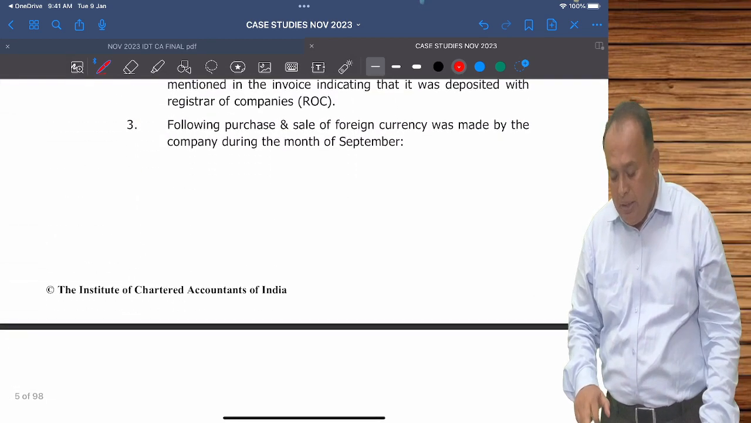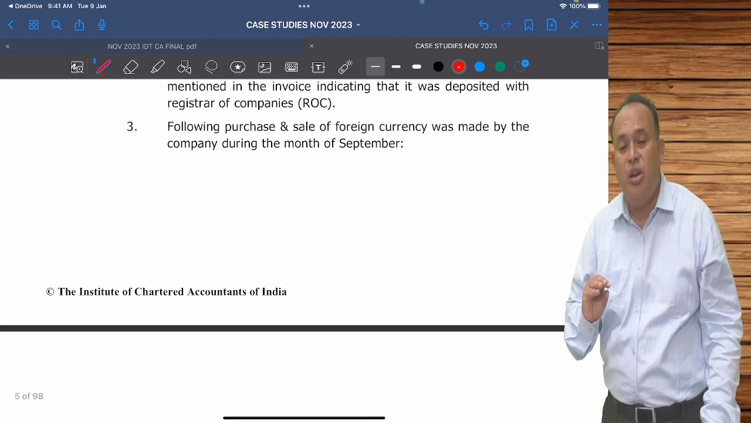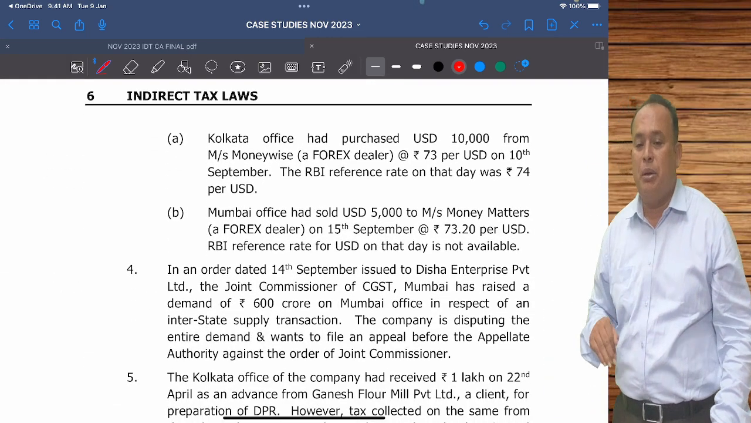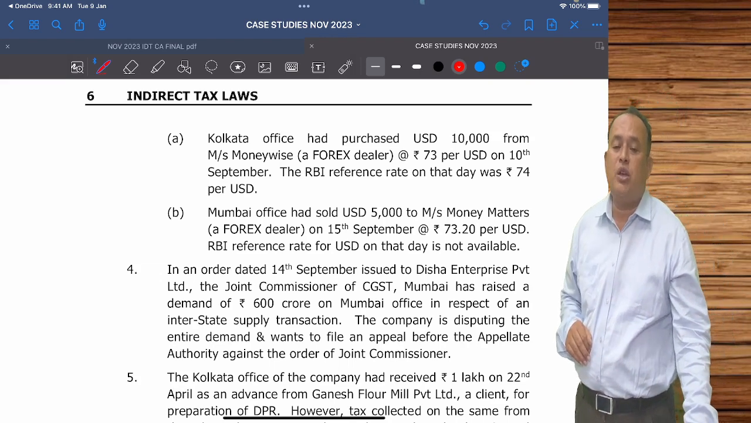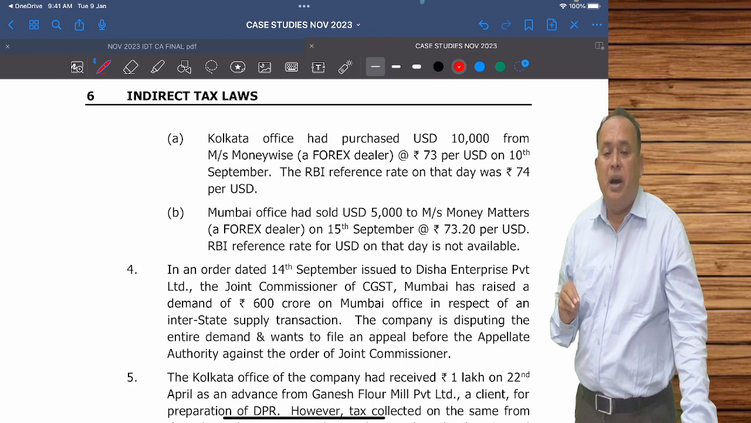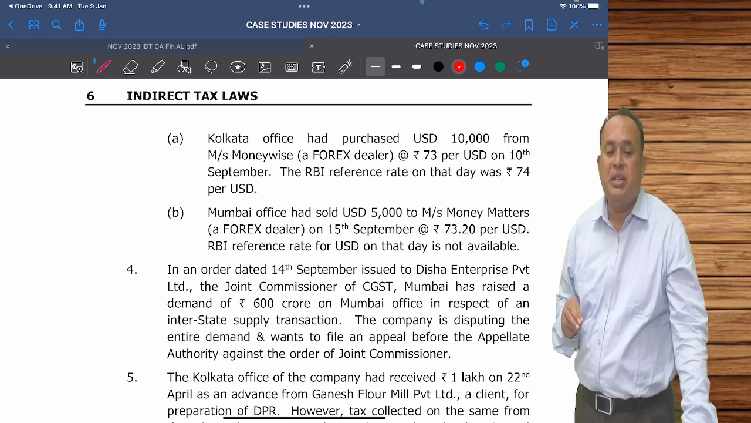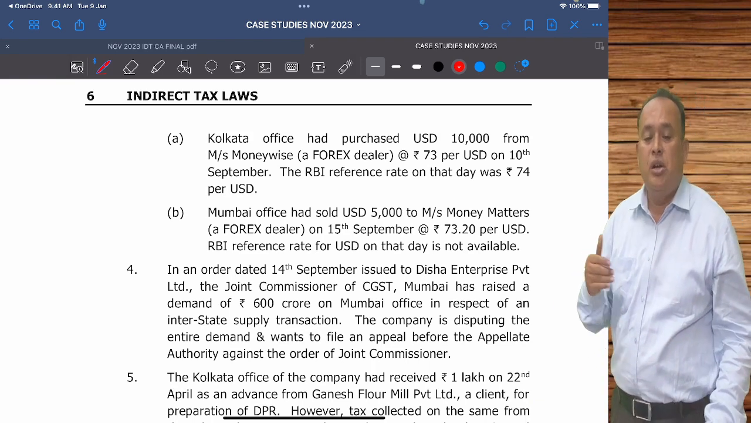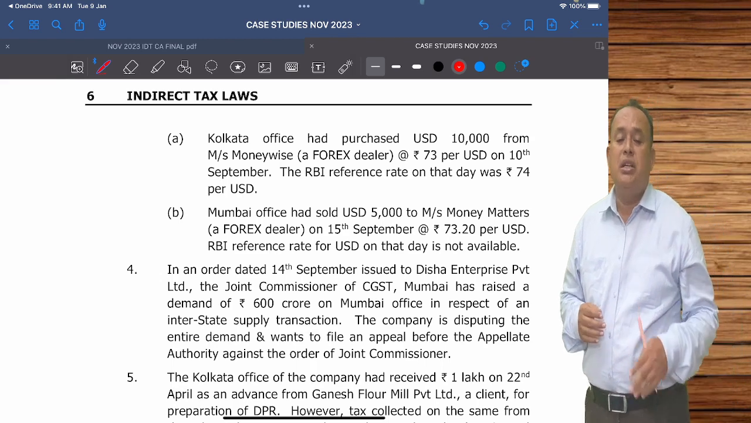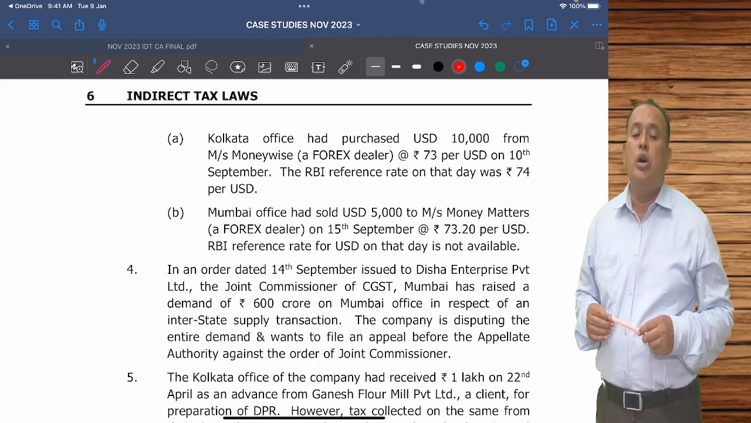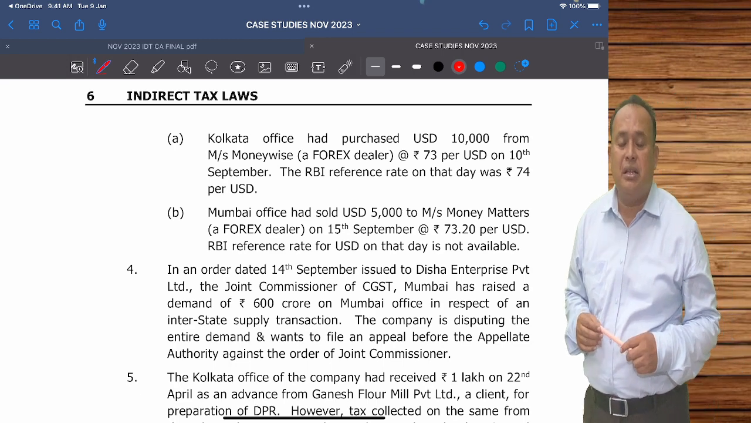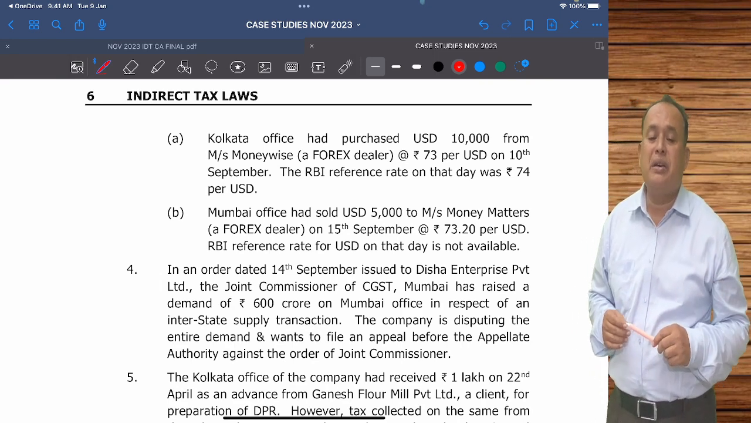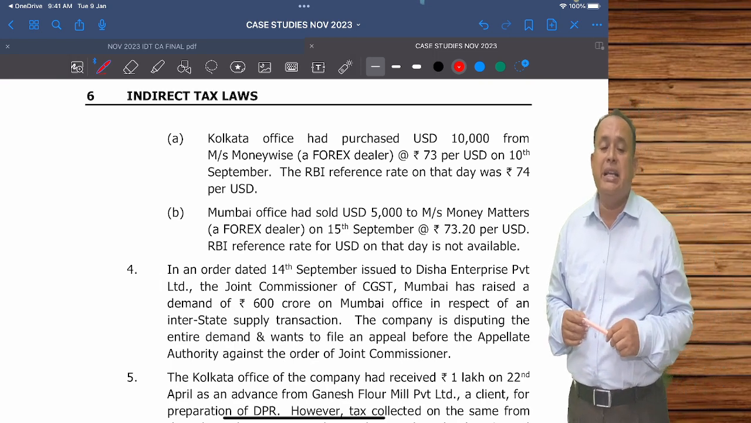Here in point number 3, the following purchase and sale of foreign currency was made by the company in the month of September. In that, point A and point B. Point A: Kolkata office had purchased USD 10,000 from Moneywise, a forex dealer, at the rate of 70 rupees per USD on 10 September. The Reserve Bank of India reference rate on that day was 74 rupees per USD. Point B: Mumbai office had sold USD 5,000 to Money Masters, a forex dealer, on 15 September at the rate of 73 rupees 20 paise per USD. RBI reference rate for USD on that day is not available.